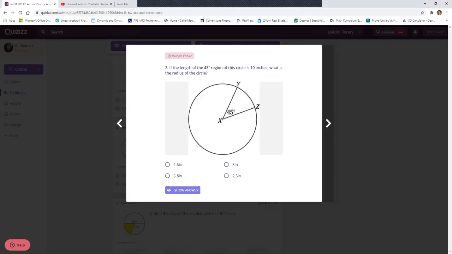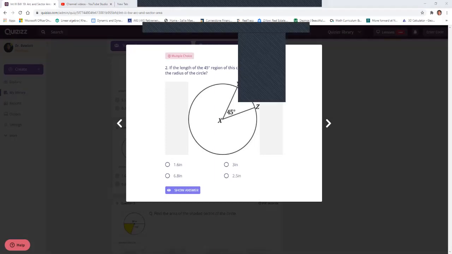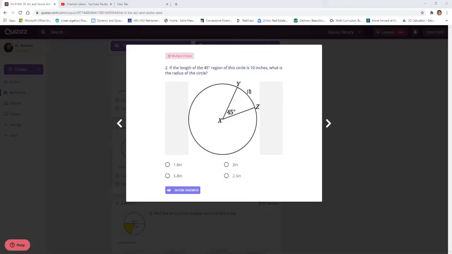Number 2, if the length of the 45-degree region of this circle is 10 inches, then what's the radius? Okay, so same formula. I know that the length is 10, so they give me the length of the arc, and they want me to solve for the radius length. So it's the same formula, right? I'm going to say the length of the arc is r theta.